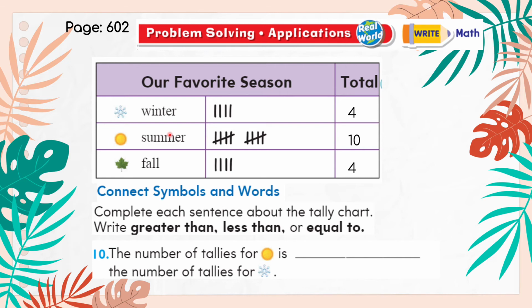So let's look at the number of children who selected summer. It was 10 and the ones who selected winter were only 4. So 10 is what? 10 is greater than 4. So we are going to write the number of tallies for summer is greater than the number of tallies for winter.